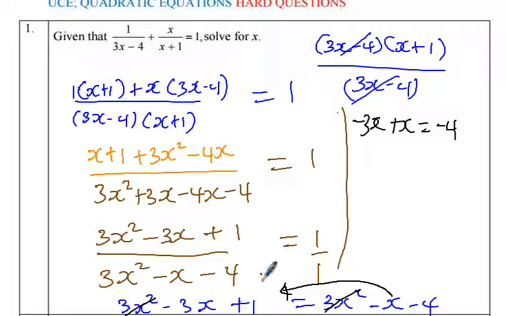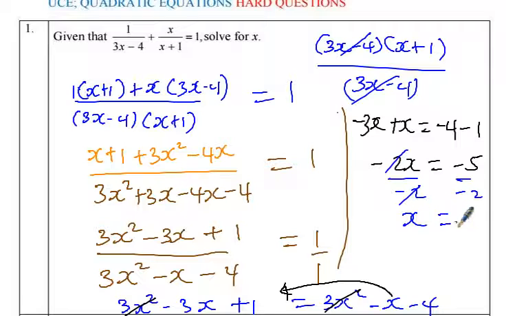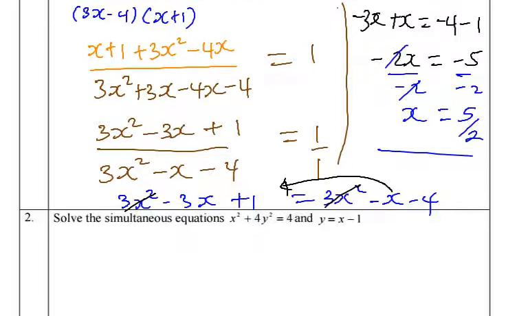When I take positive 1 to the other side, it becomes minus 1. So we have minus 2x is equal to minus 5. Divide on both sides by minus 2. Our x is equal to 5 out of 2, and that is our final answer. Feel free to write it as 2 whole numbers and a half.